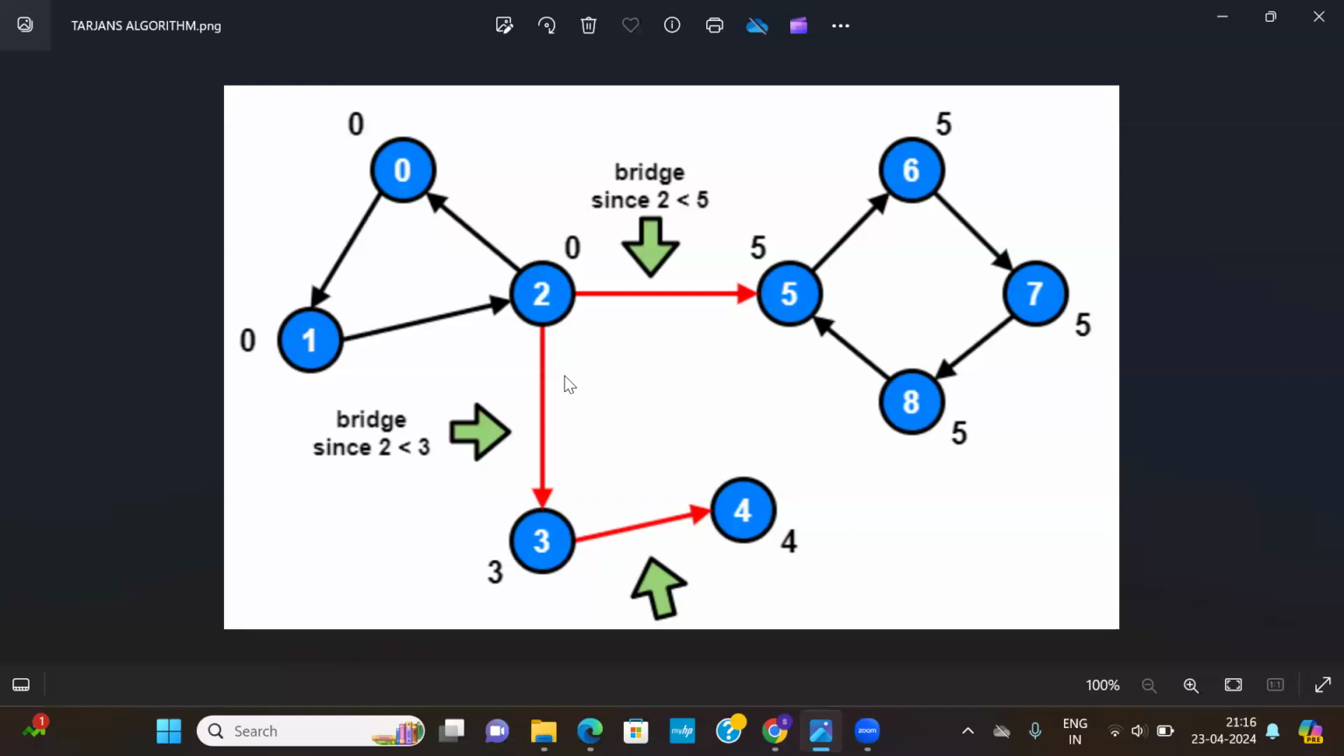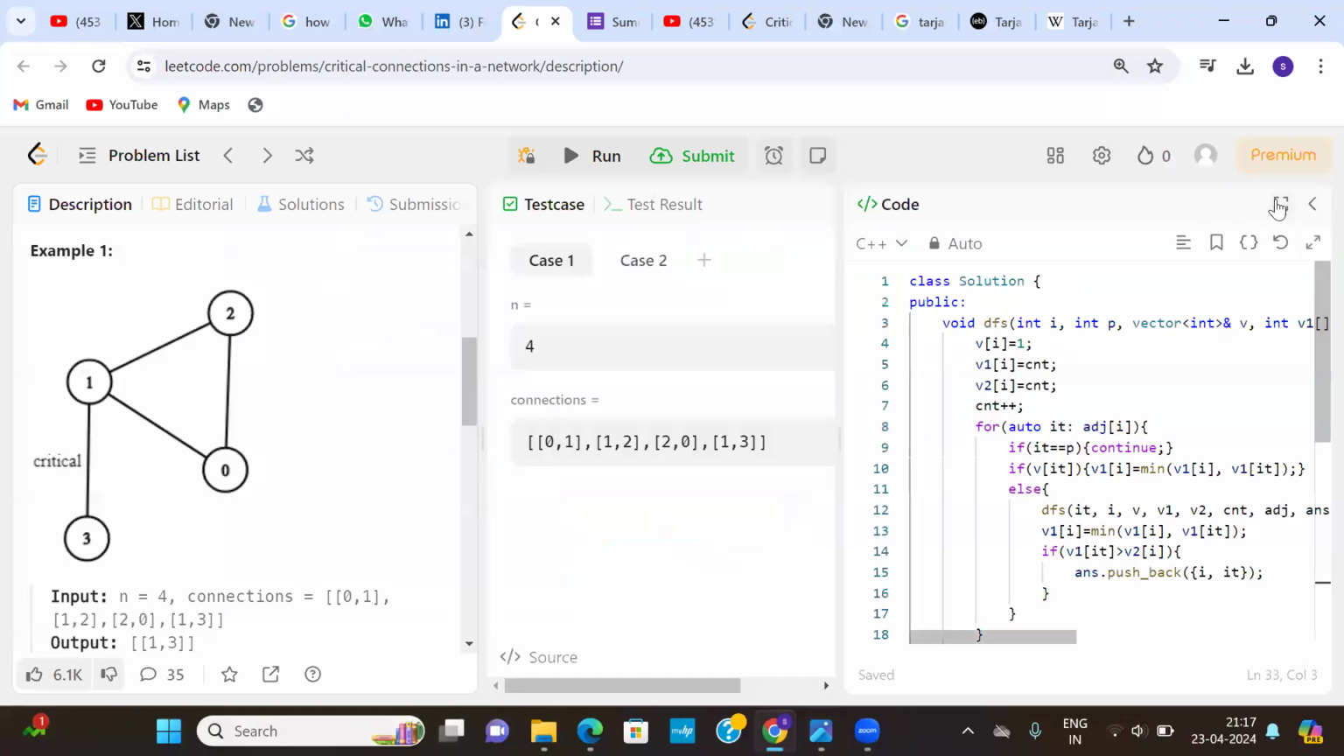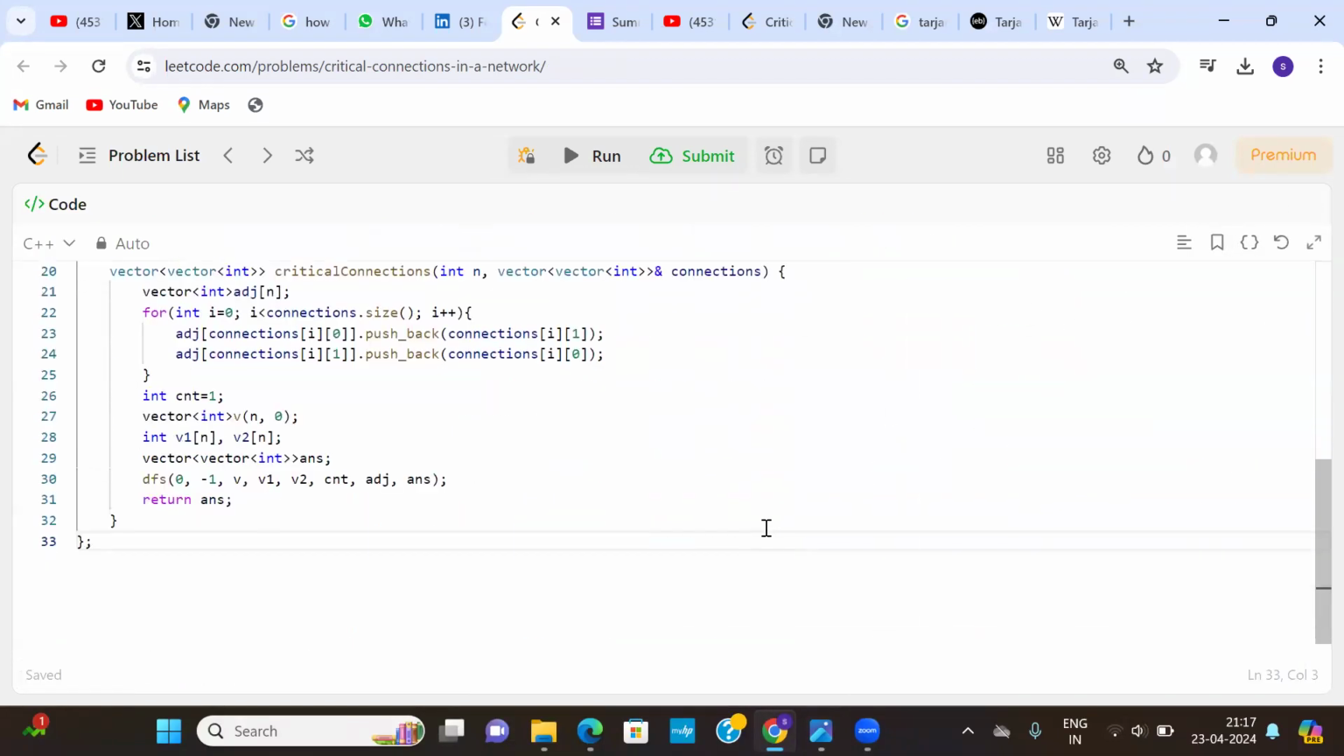So I hope now it is clear what we mean by time of insertion and lowest time of insertion and how we are applying it. This is also referred to as Tarjan's algorithm to identify critical connections. Now let us look at the code, where we have just applied this particular thing.